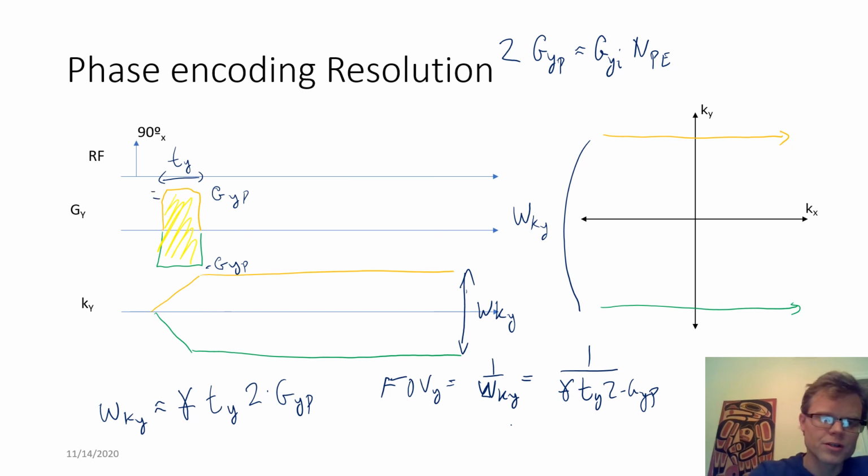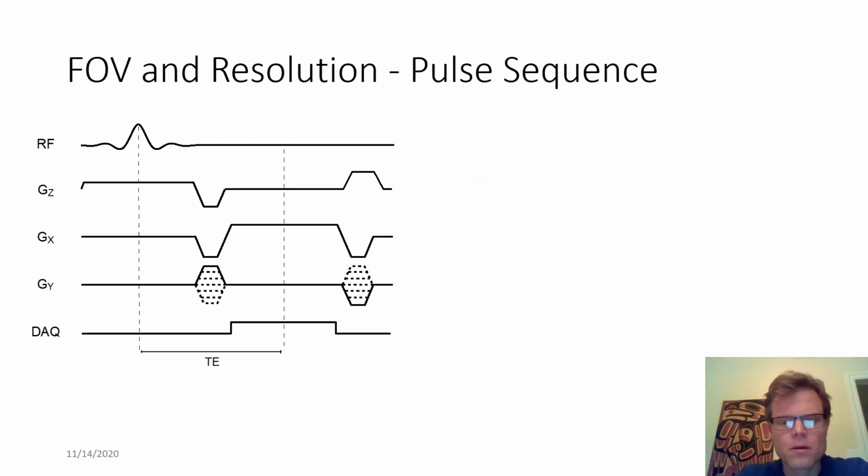So when we change between phase encoding lines, we increment the gradient by some amount, and we repeat this NPE times, we should go between our minimum and our maximum gradient amplitude here. And you can go through and determine that the resolution in the phase encoding direction is also going to be the field of view in the phase encoding direction, but divided by the number of phase encoding points.